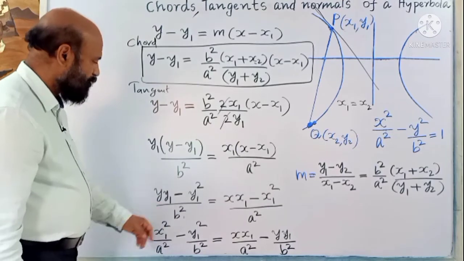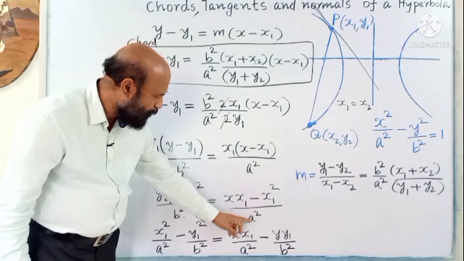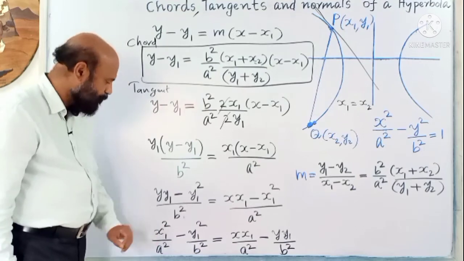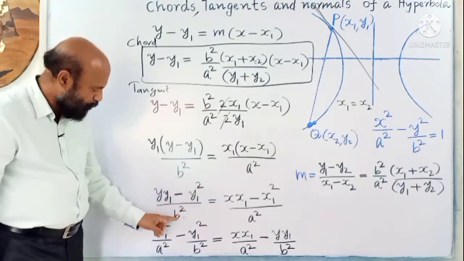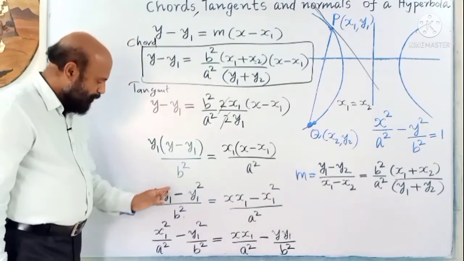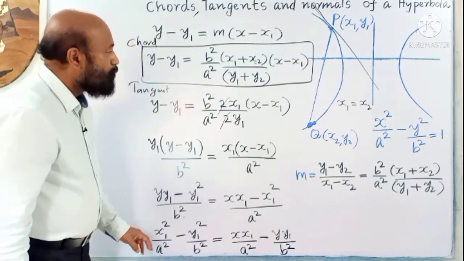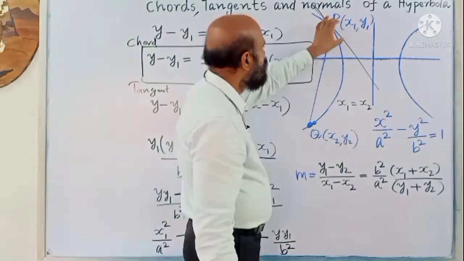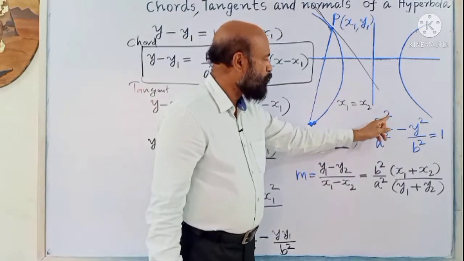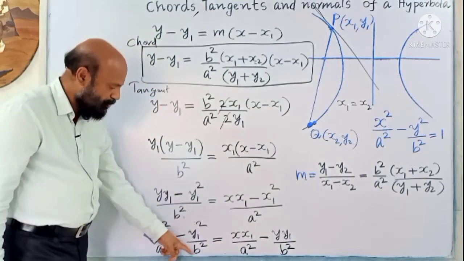Now you rearrange this. x1 by a square, this minus x1 by a square you take to this side, so it will be x1 square by a square. Then minus y1 square by b square is equal to x1 by a square, this you take to the other side, y1 by b square, so plus will become minus. Now x1, y1 is a point on the hyperbola, so it should satisfy the equation of the hyperbola. So x1 square by a square minus y1 square by b square is 1. So for this you can write 1.